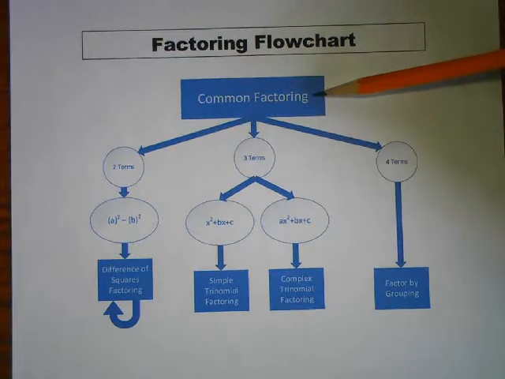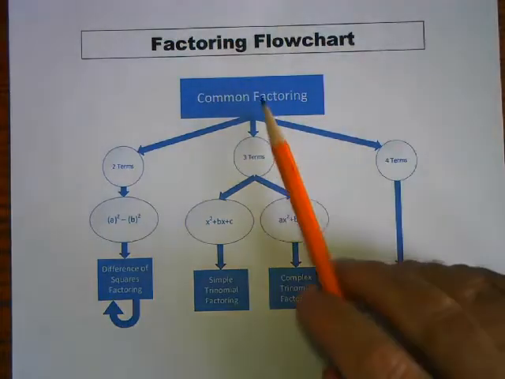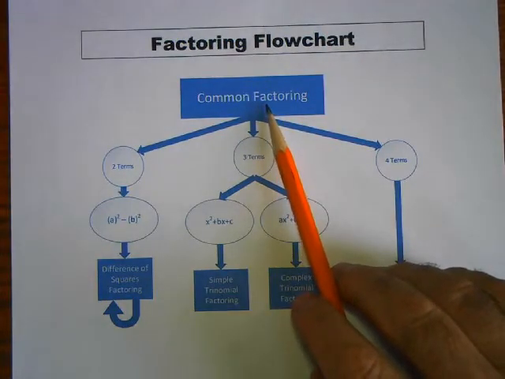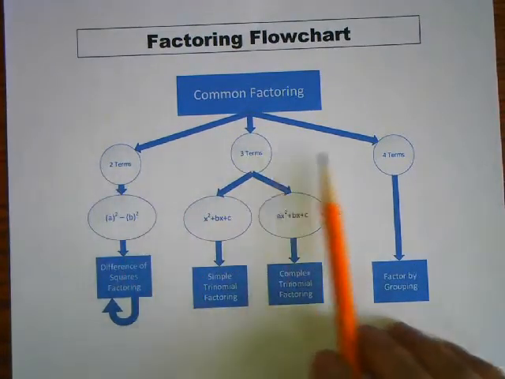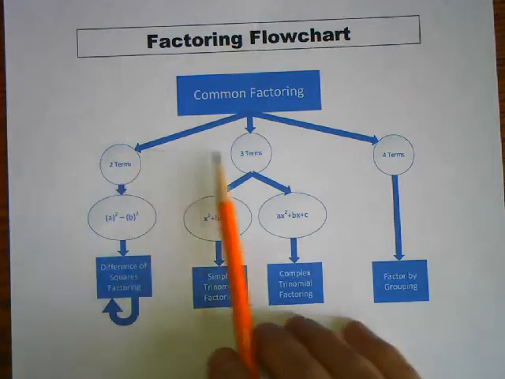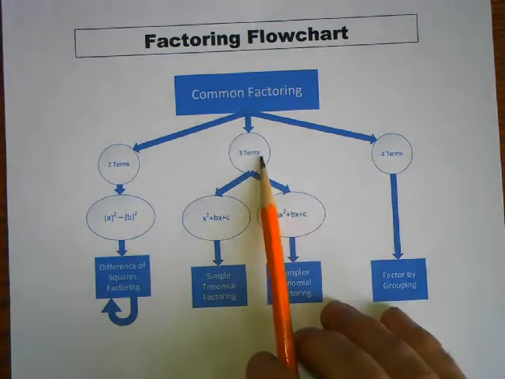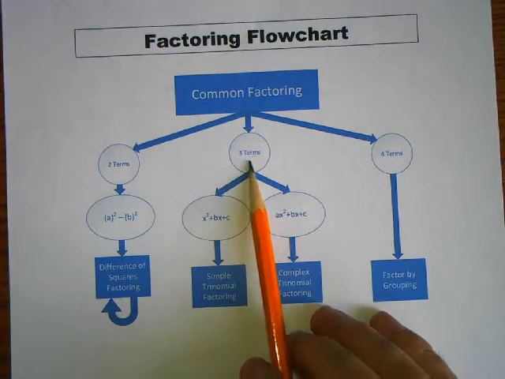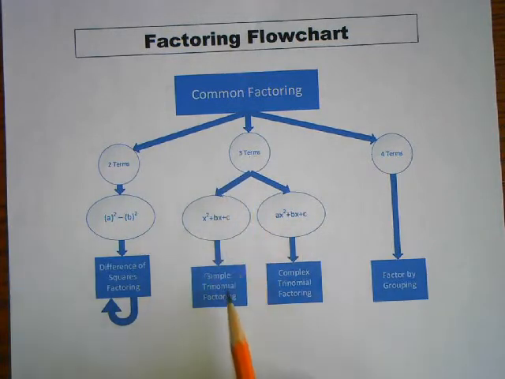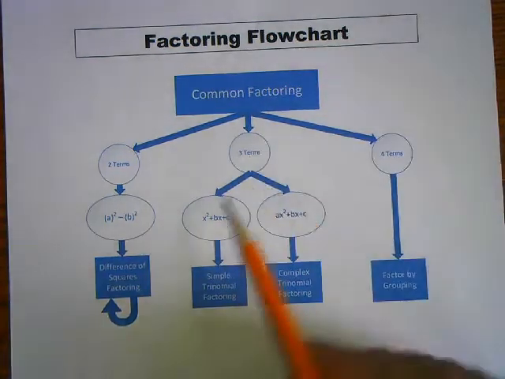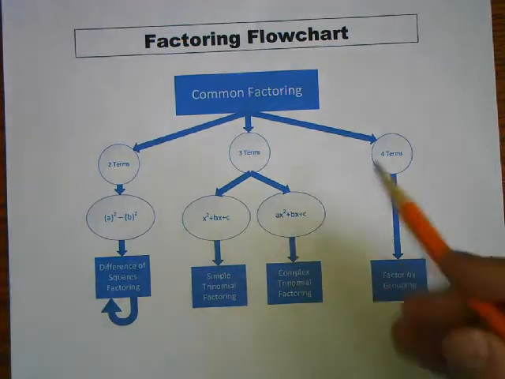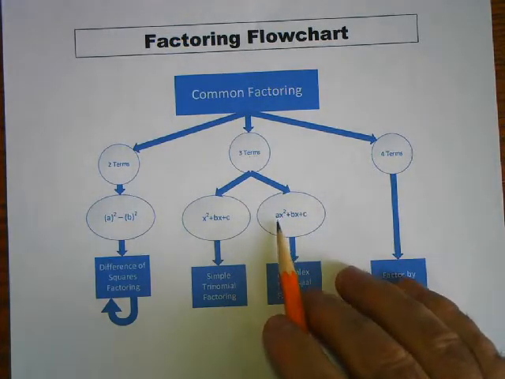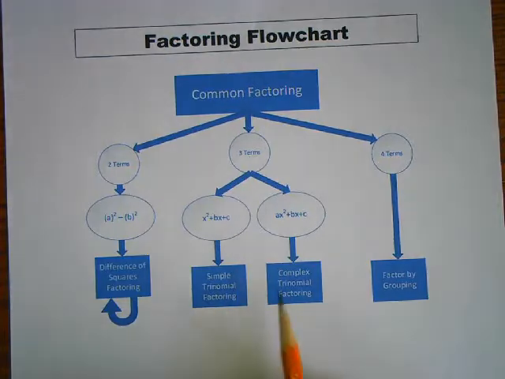You may common factor and then determine another method has to be used as well. Once you've factored out the common factor, then with what's left over, the next decision is based on how many terms we have. If it was 3 terms, it may be one of these types of factoring. You'd look to see if it has this basic model, x squared plus bx plus c, or a coefficient in front of the x squared. And this is going to be simple trinomial and complex trinomial.